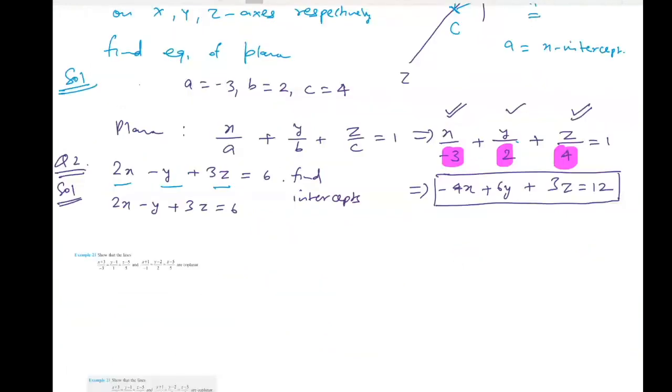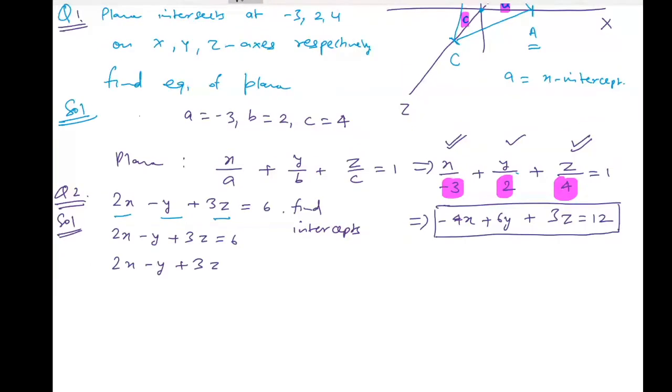Just divide both sides by 6. So what we have to do is simply divide both sides by 6. Here we got 1. This will be x by 3 minus y by 6 plus z by 2.